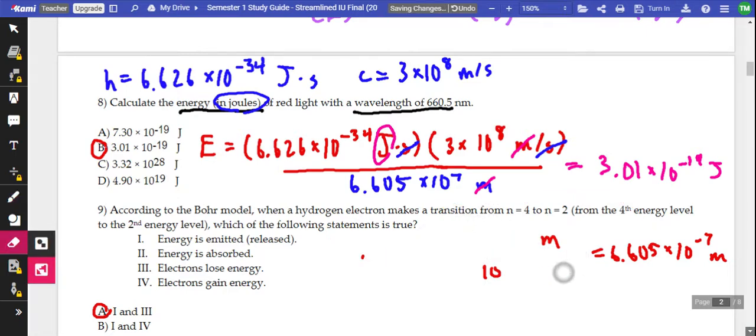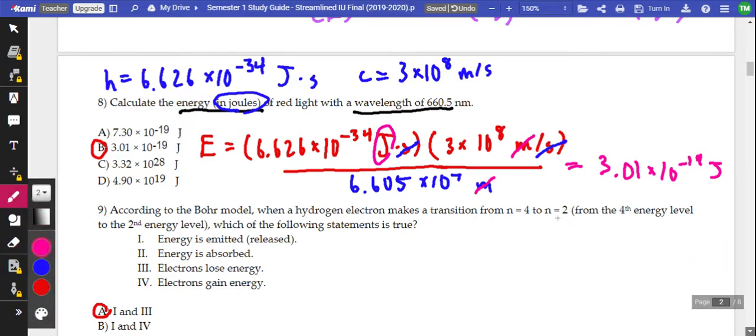Number 9, according to the Bohr model, when a hydrogen electron makes a transition from n equals 4 to n equals 2, from the 4th energy level to the 2nd energy level, which of the following statements is true? This n equals 2 and n equals 4 is just a way of saying the different energy levels. So when you see the 1 in 1s2, or the 2 in the 2p6, or the 3 in the 3d10, those big numbers out front are just the energy level, as we go farther and farther from the nucleus, and sometimes we call that n.